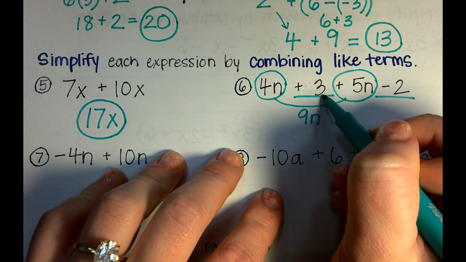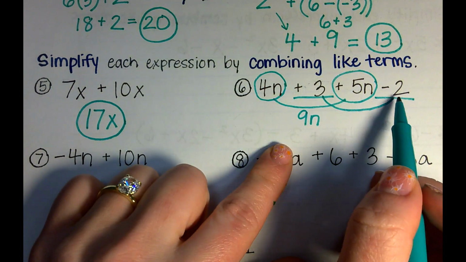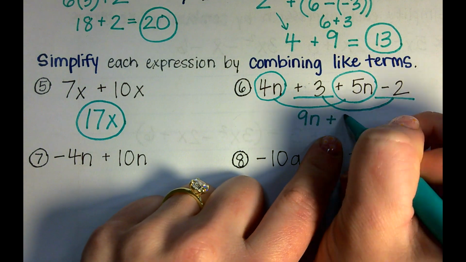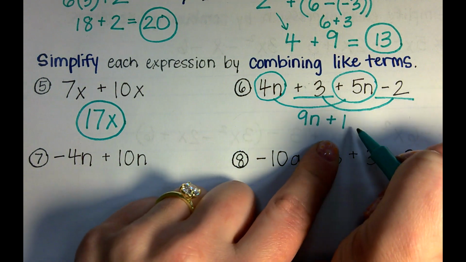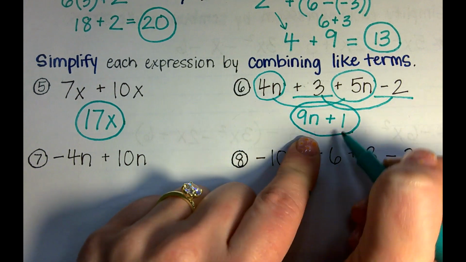3 minus 2 is 1. And it's going to be plus 1. Perfect. Good. And that's our answer, so we circle it.